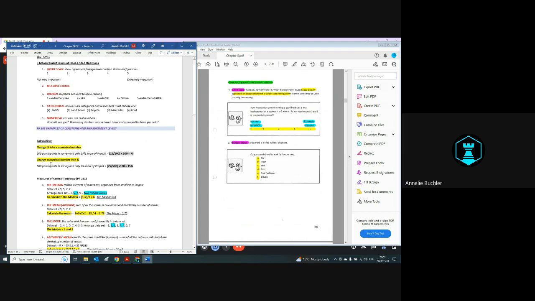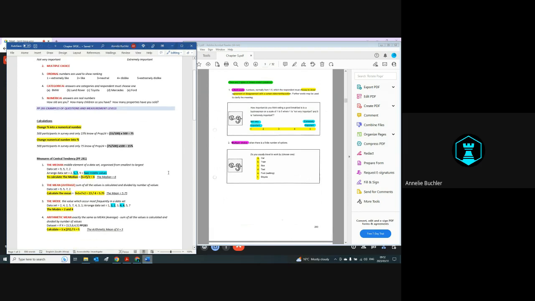If you want to change the numerical number into a percentage, you have 500 participants in a survey, and only 75 know that Property 24 exists. What is the percentage? Then you're going to take your 75 participants that know Property 24 exists, divide it by the 500 participants, and multiply it by 100. And there you have your 15%. So this is a formula. Mark it as important because you're definitely going to get this one.